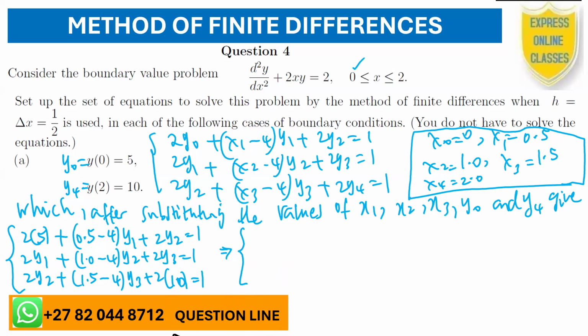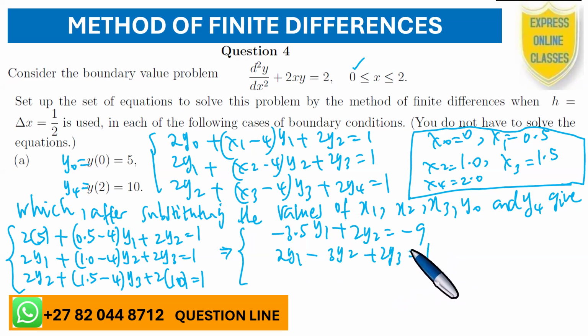So now, let us simplify everything here. 2 times 5. What is 2 times 5? It's 10. We have 1 minus 10, which is a minus 9. But 0.5 minus 4 is a minus 3.5. y1 plus double y2, and it's a minus 9. Okay, now 2y1. What is 1 minus 4? It's a minus 3. And therefore, this is 2y1 minus 3y2, 2y3, and the result is a 1. And then 2y2, 1.5 minus 4 is a minus 2.5. And then it becomes 1 minus 2 times 10, which is 20. 1 minus 20 is a minus 19.